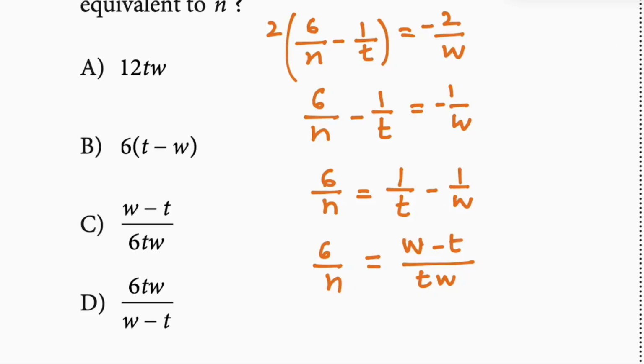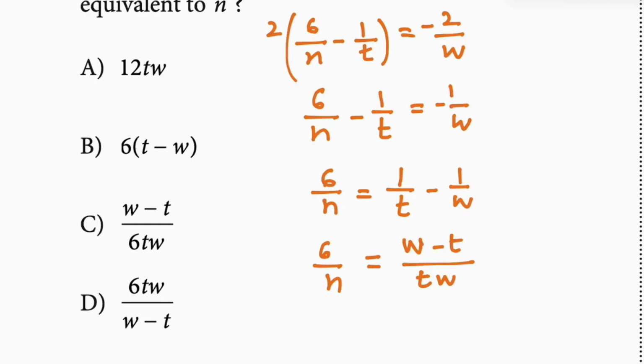Now how have I done this step? Like the butterfly method, right? This denominator is multiplied with this numerator, this denominator is multiplied with this numerator, and these two denominators are multiplied together. So that is the butterfly method: this numerator with this denominator, this numerator with this denominator, and the two denominators together.